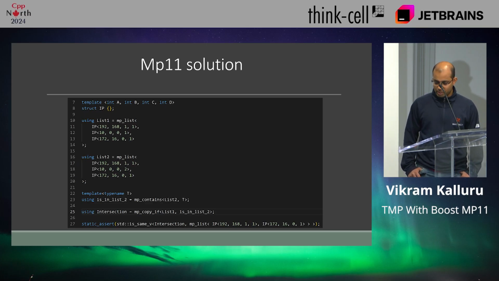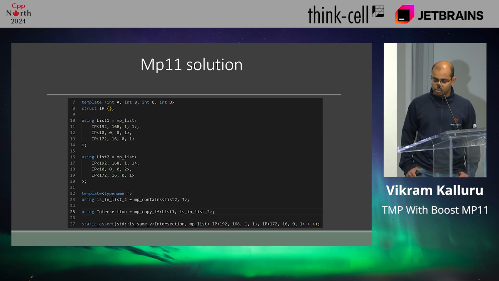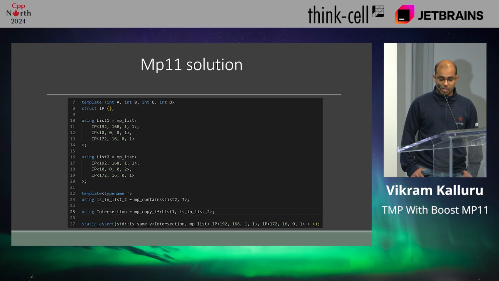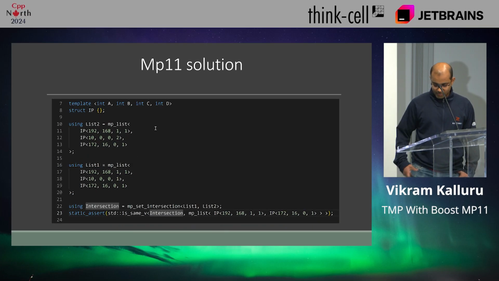It goes through each type in list 1, calls the meta function is in list 2, and if it returns true type, the type gets put in a different list, which is basically the intersected list. And for the meta function, we use MP contains there, which checks whether the type T is in list 2, and if it's there, it returns a true type, if not a false type. So it's just 3 lines of code, but it gets better because MP11 actually has a function to find the intersection called MP set intersection.